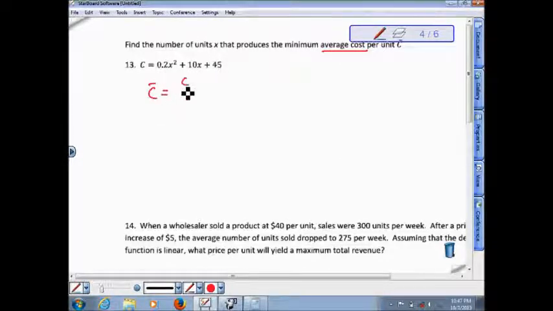The average cost, C bar, is equal to C over x. So C bar is equal to this whole expression divided by x, but it's going to make the derivative easier to divide every term separately by x. This becomes 0.2. Now x squared over x is x, and then 10x over x is 10, and 45 over x.